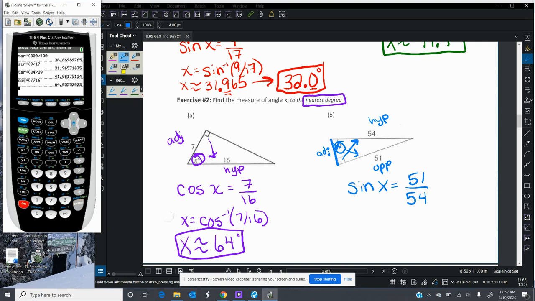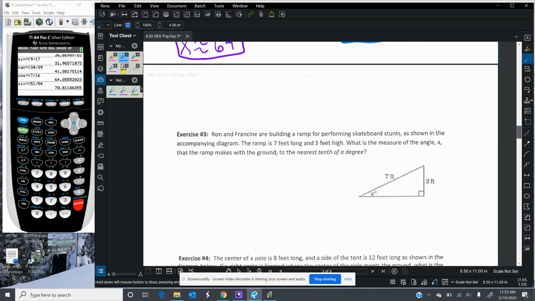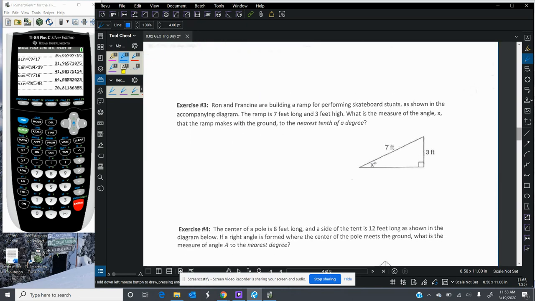Into the calculator, second sine 51 over 54. It's going to give us approximately 70.8. We'll round to 71 degrees. So hopefully we liked finding the angle. Looking at some word problems on the next page.